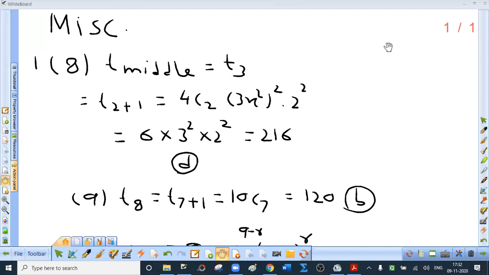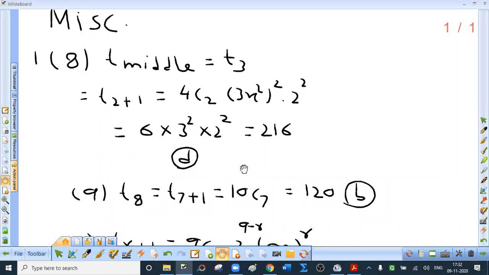Eighth MCQ: in the expansion of (3x + 2) raised to 4, the coefficient of the middle term is. In the expansion, there are 5 terms. So the third term, T3, is the middle term. That is T(2+1), because we have the formula for T(r+1). So it is 4C2 (3x)^2 2^2. Now 4C2 is nothing but 6. 3 square is 9, 2 square is 4. So 216. So the correct option is D, Delhi, for sum number 8.